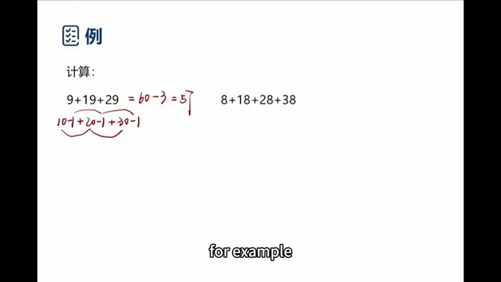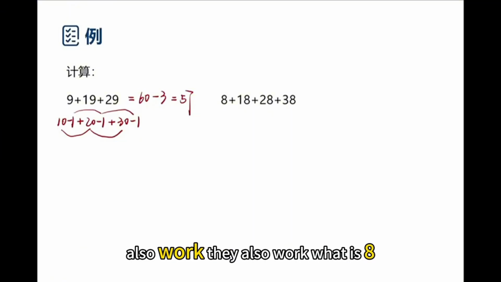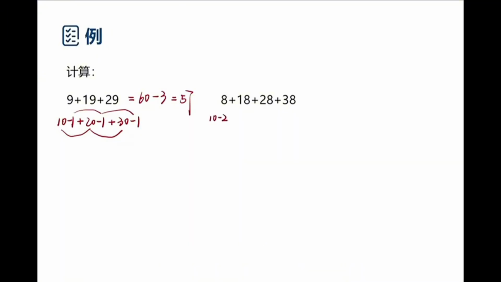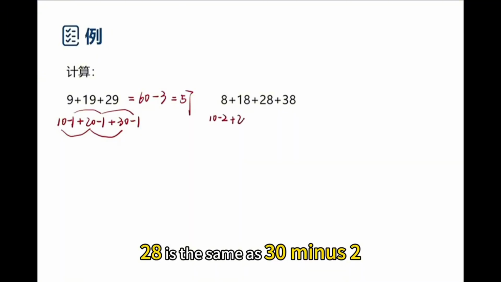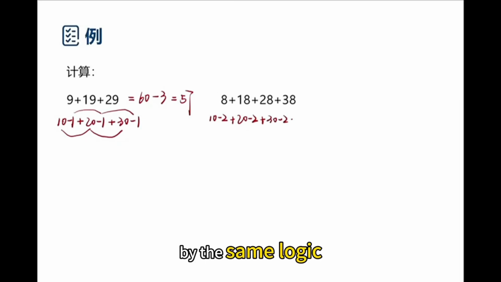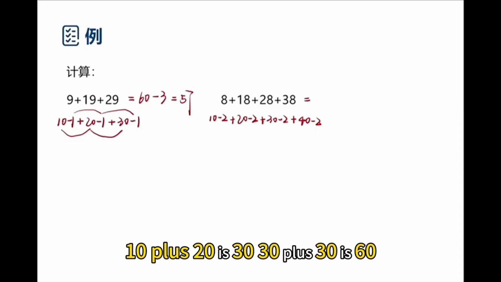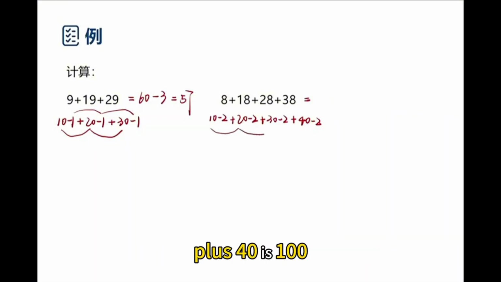For example, numbers ending in 8 also work. They also work. What is 8? 8 is the same as 10 minus 2. 18 is the same as 20 minus 2. 28 is the same as 30 minus 2. 38 is the same as 40 minus 2. By the same logic, let's add up the multiples of 10 first. 10 plus 20 is 30. 30 plus 30 is 60. 60 plus 40 is 100.